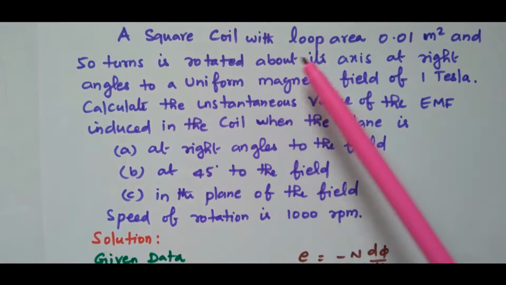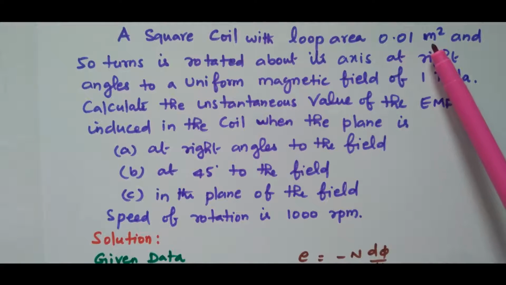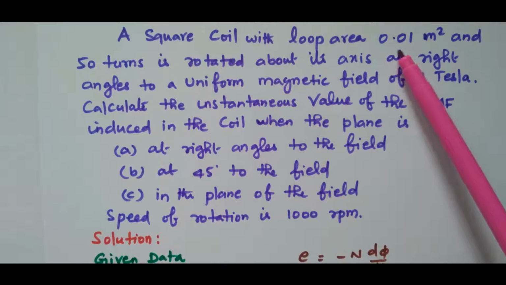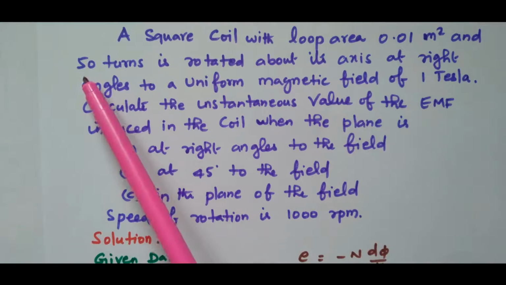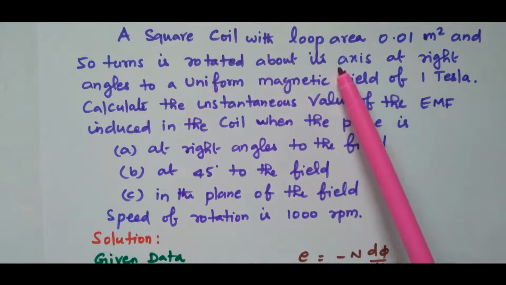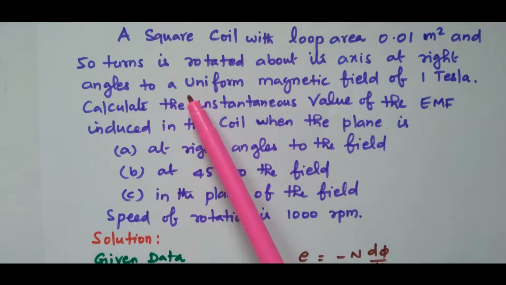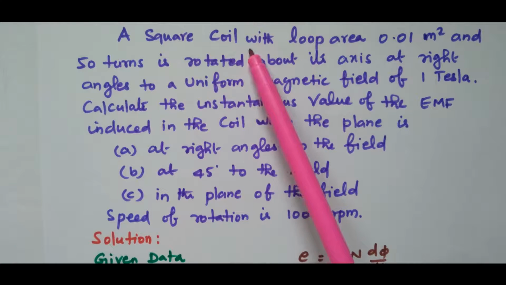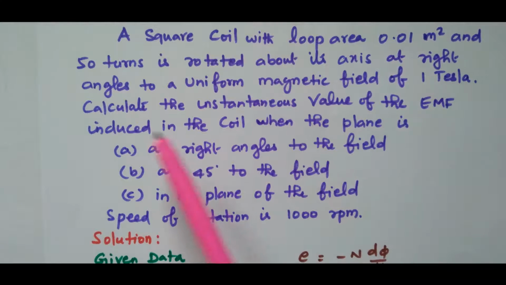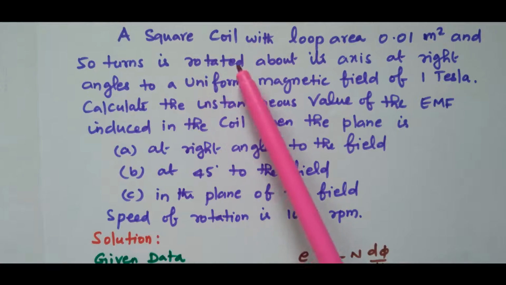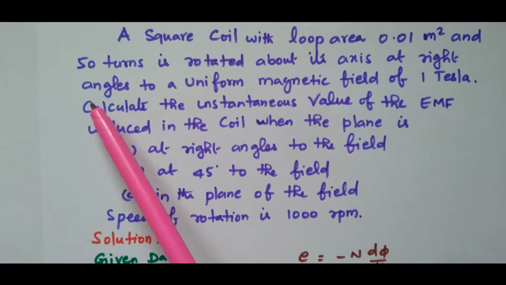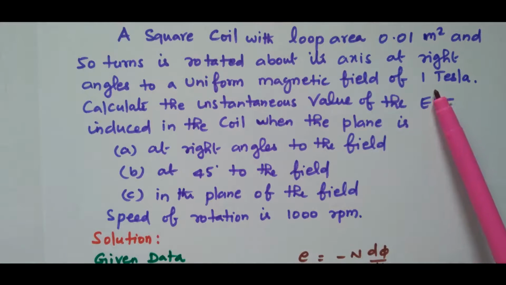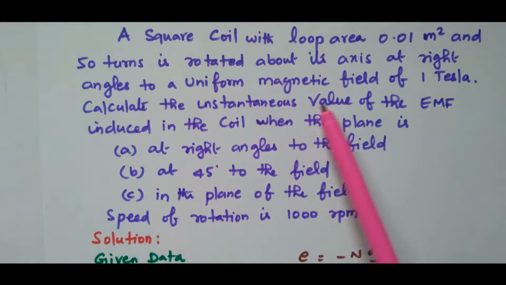A square coil with loop area 0.01 meter square and having 50 turns is rotated about its axis at right angle to a uniform magnetic field of 1 Tesla. We need to calculate the instantaneous value of EMF induced in the coil.